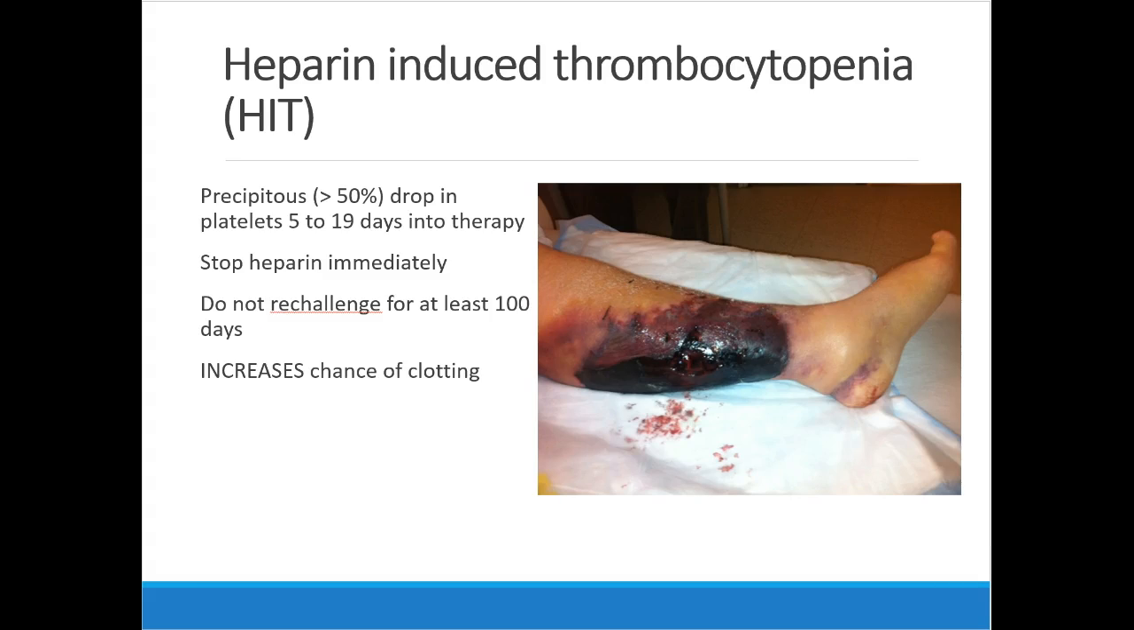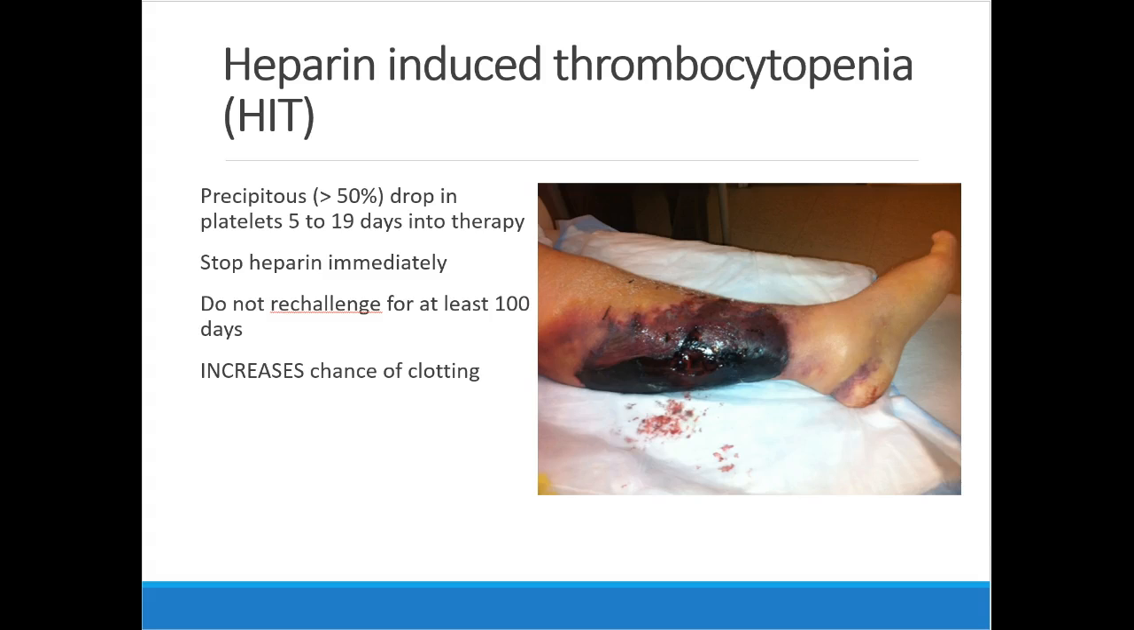Besides bleeding risk, heparin has an interesting side effect called heparin-induced thrombocytopenia. This can happen to anyone, so I think it's important mentioning. It is rare, though. What it is, it's a time-sensitive thing and it's a platelet activation thing. So let me explain this in a little bit more detail. What happens is within 5 to 19 days in therapy, so there's a pretty big window of time here, you get a precipitous drop in platelets, so about a 50% drop. So it should be a big drop that happens fairly suddenly within that 5 to 19 day window.